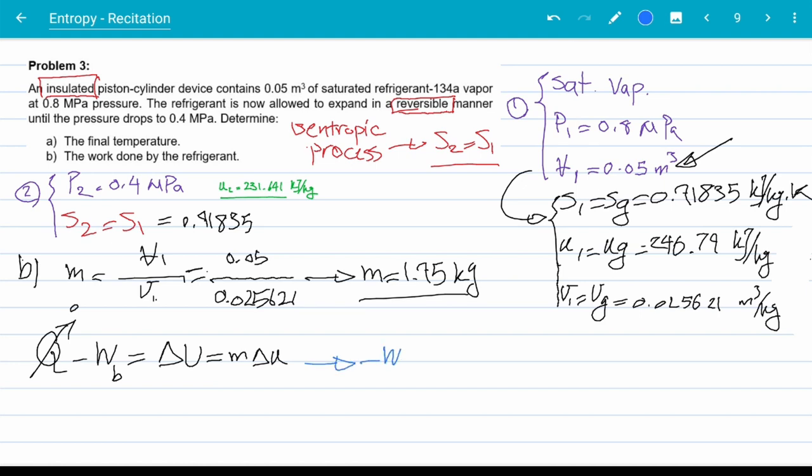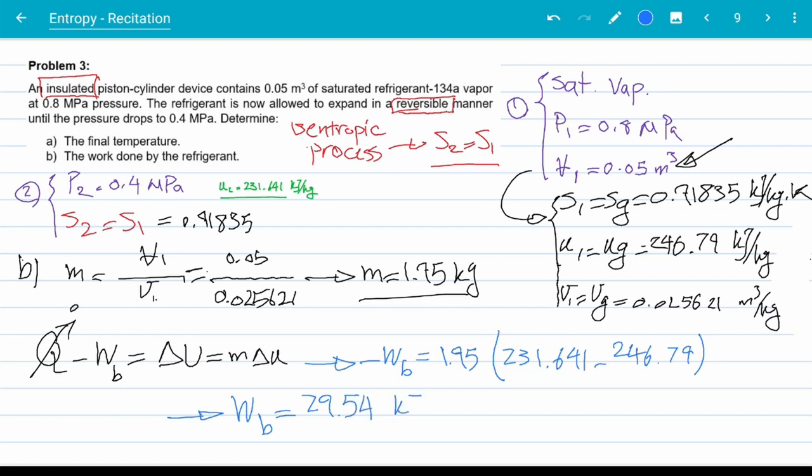Minus W boundary is 1.95 times U2 minus U1. U2 is 231.641 minus U1, 246.79. Doing the math, I get that boundary work is 29.54 kilojoules.